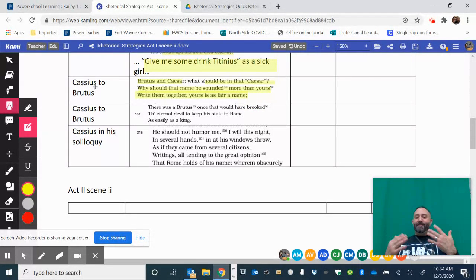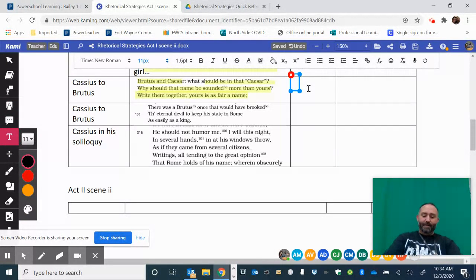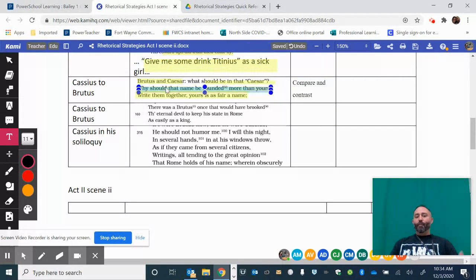When we compare two different things, we call that compare and contrast. But why would Cassius try to compare Brutus to Caesar? What is he trying to do? What is he trying to convince Brutus of?